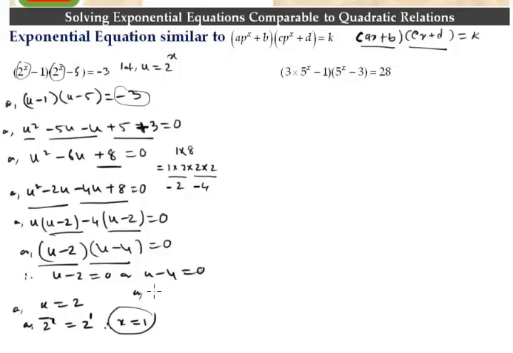And from the other factor, u = 4. That means u, which is 2 to the power x, equals 4. So 2 to the power x equals 4, and 4 means 2 squared. So 2 to the power x equals 2 to the power 2.